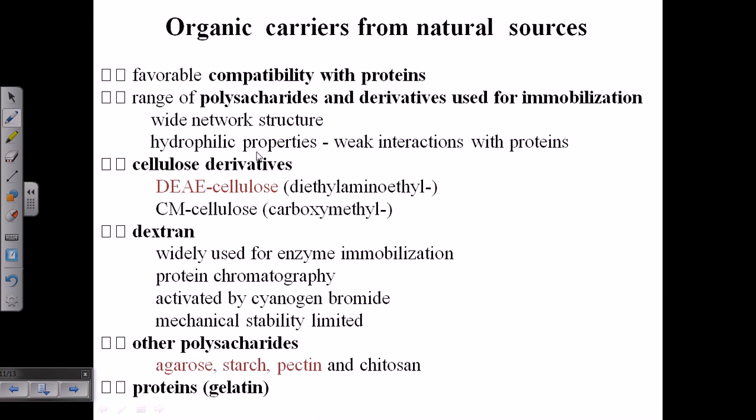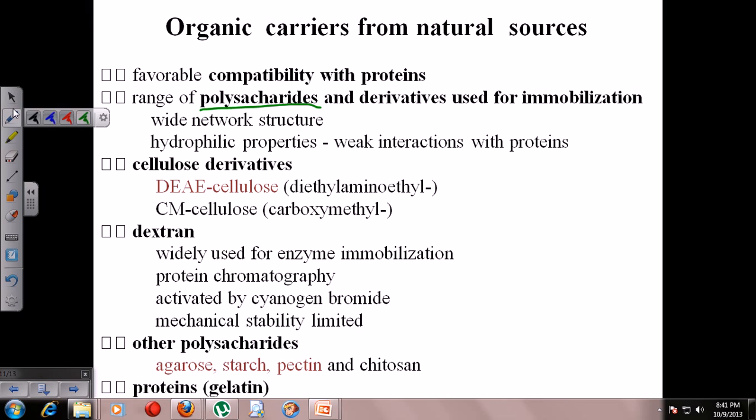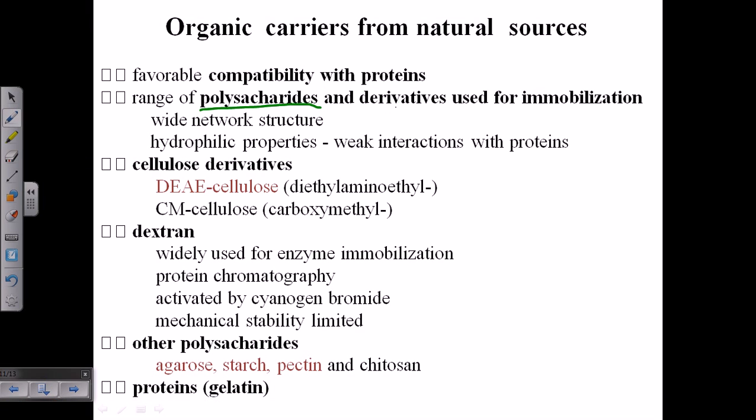So now let us look at the organic carriers from the natural sources. The type of organic carriers for the natural sources, we can see most of them are polysaccharides, as we have already discussed. And derivatives of the polysaccharides can be used. In this case, they are pretty complex polysaccharides like cellulose. So we can utilize DEAE cellulose and also CM cellulose, which is carboxymethyl. We can use both of these types of cellulose.